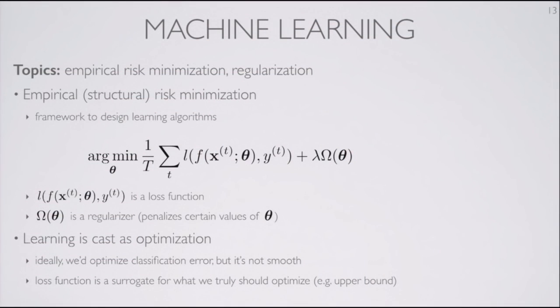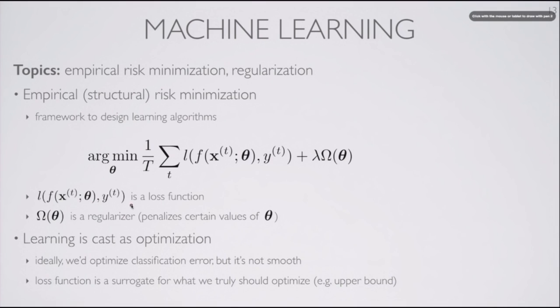How do we actually, from a data set, train a neural network to perform good classification for that problem? What we'll typically do is use a framework that's very generic in machine learning, known as empirical risk minimization, or structural risk minimization if you're using regularization. This framework essentially transforms the problem of learning into a problem of optimizing.